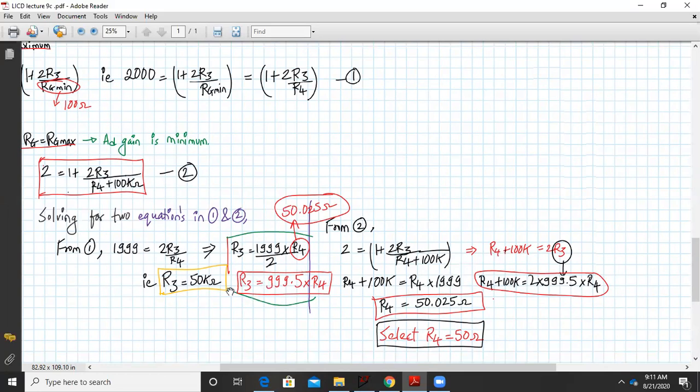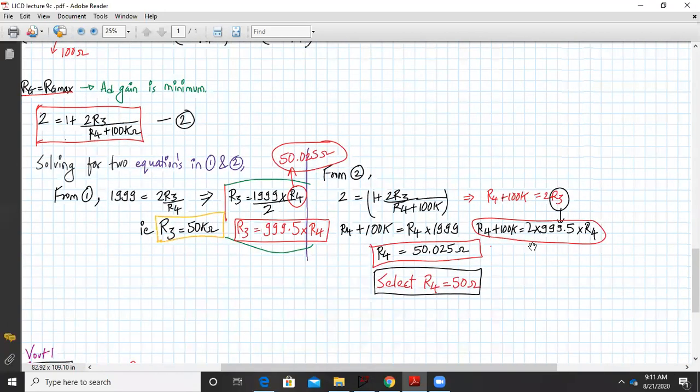Now we substitute this value of R3 from here in this expression. So R4 plus 100k into twice 999.5 into R4. So if you equate this, if you work out in this calculator, you will get R4 equal to 50.025 ohms. So we select the value of R4 as 50 ohms.